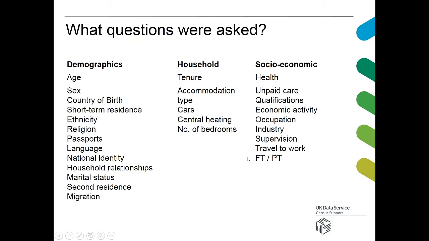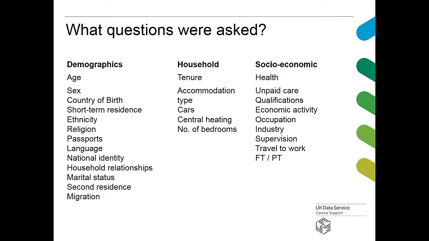Okay, so what questions were asked? I'm not going to go through all of these, but there are questions about demographics, so simple stuff about age, sex, marital status, country of birth, ethnicity, religion, and new for the 2011 census was passports held. There's questions on language. National identity, again, was a new one for 2011. So there was quite a focus in the last census on stuff relating to migration.